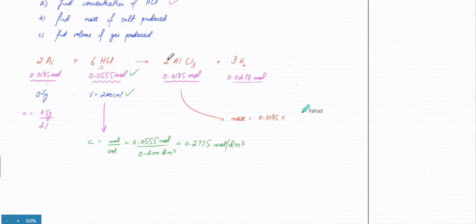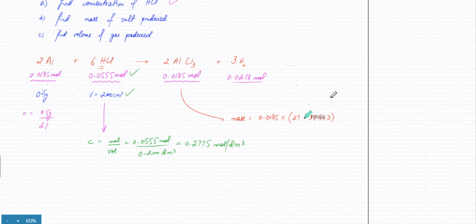We need to find the MR of AlCl3. Al is 27 and Cl is 35.5, and you multiply it by 3. So 27 plus, not multiply, it should be plus in between.